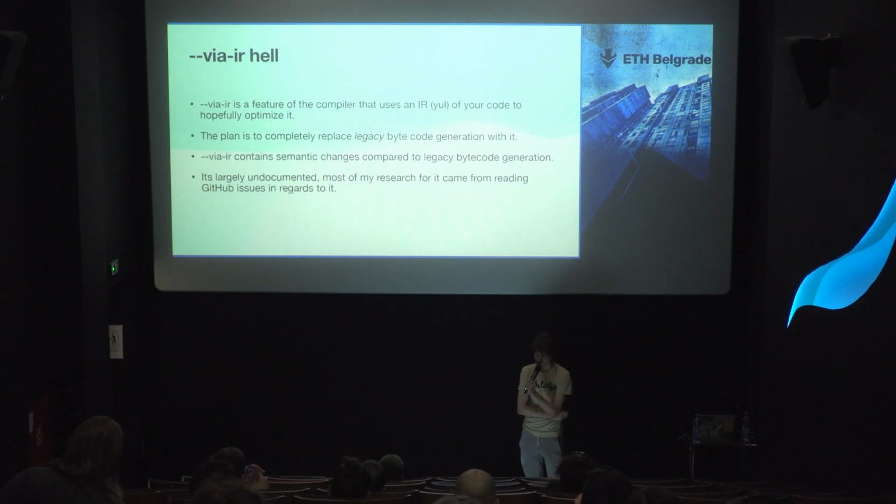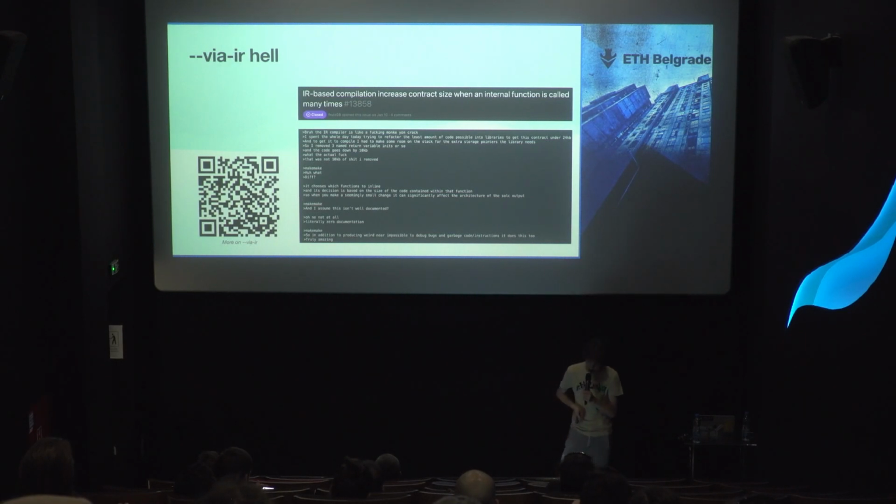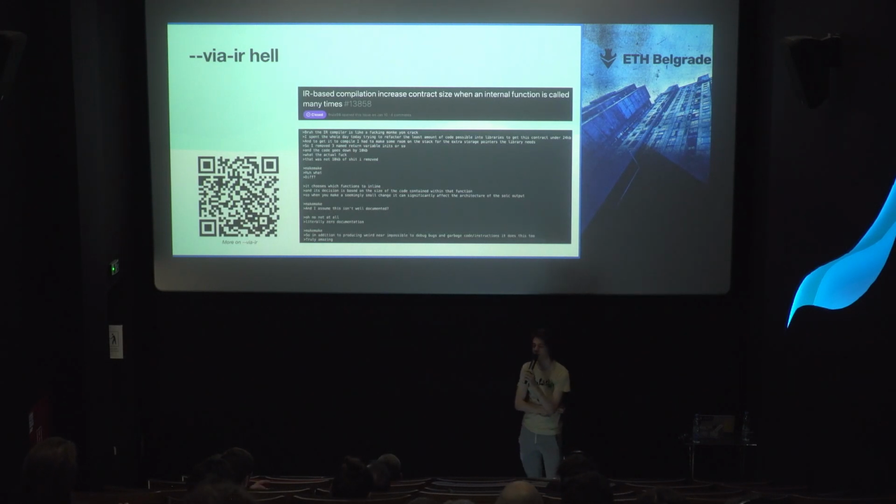And it is largely undocumented. Most of my research for what via IR is and does came from reading GitHub issues, which is kind of funny. This is a very notorious bug with via IR that was fixed relatively recently, where IR-based compilation increased code size when an internal function is called many times. What that basically means is that if you call an internal function multiple times, it will inline it, and your code will be up to like 3 times larger than it should be. So yeah, this is a really funny anecdote. If you want to read that, you can scan the QR code.